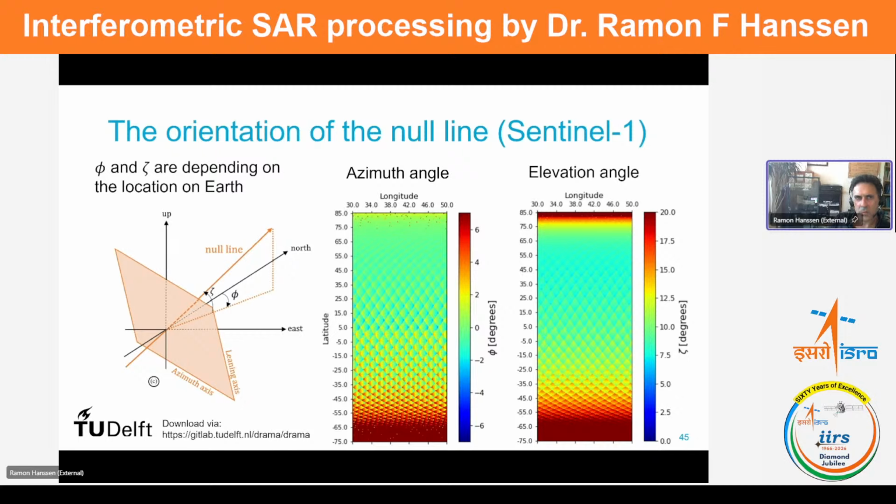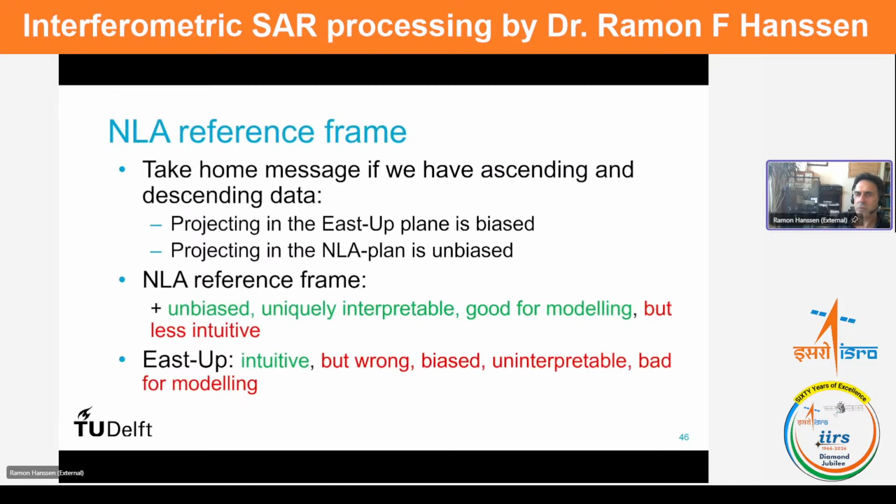So let's go to the take-home message. I told you there are two possibilities. This is possibility one. If we choose to go from this null line aligned reference frame, that means that if we have only ascending and descending data, if we choose to have the east-up plane, it's biased. If we project on the NLA plane, it's unbiased. So it makes a lot of sense to do this.